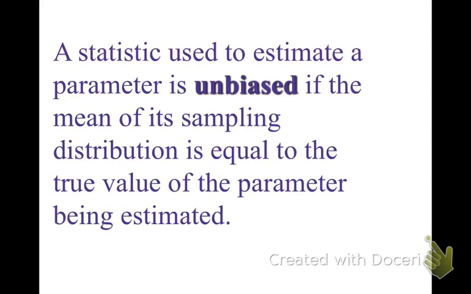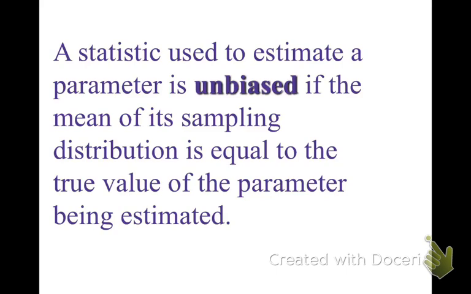We say that a statistic used to estimate a parameter is unbiased if the mean of its sampling distribution is equal to the true value of the parameter being estimated. In other words, if the mean of x bar is equal to mu, the true mean of the population, then this statistic would be said to be unbiased.